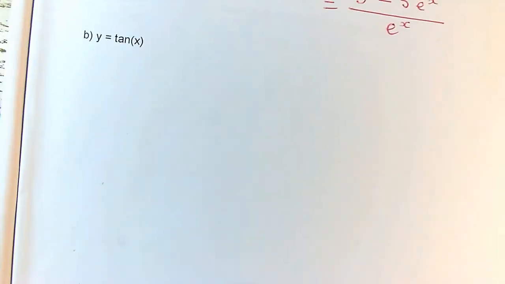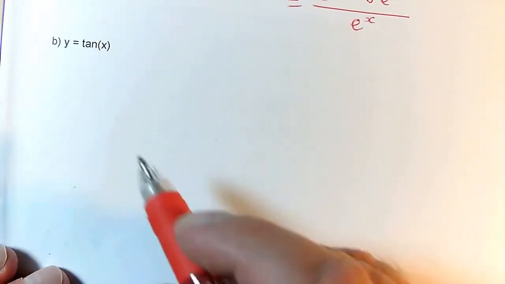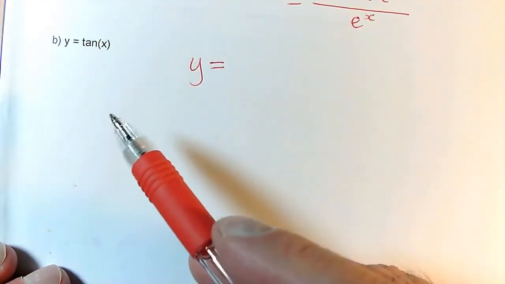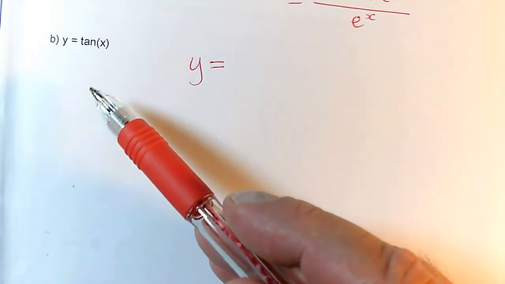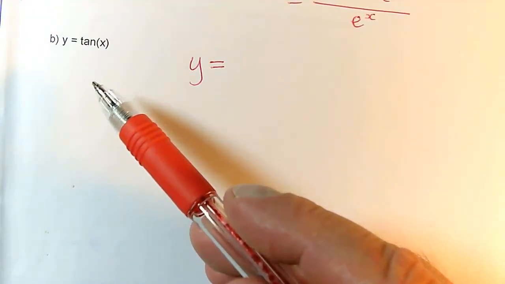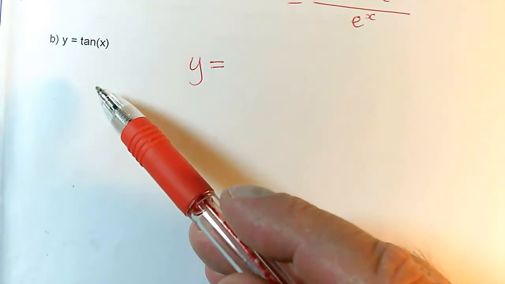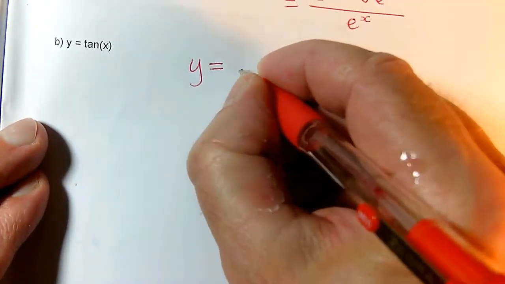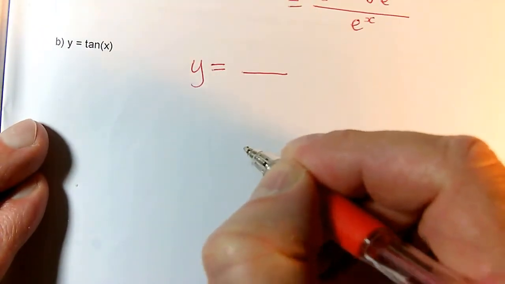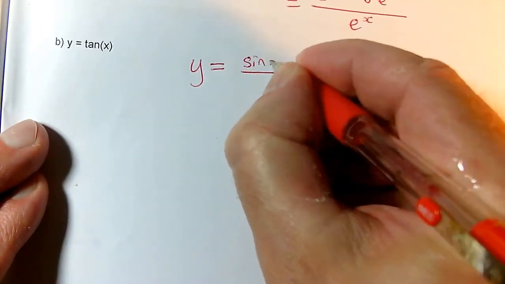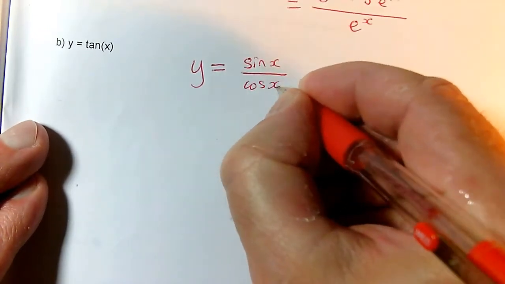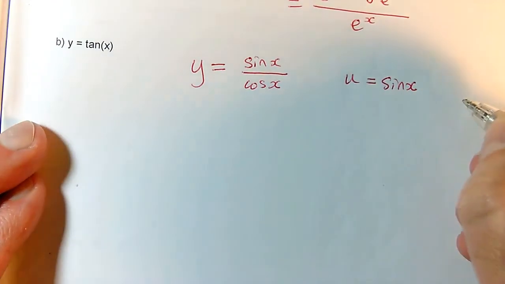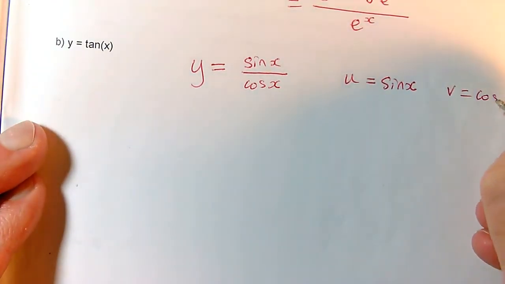Okay, now the next one doesn't look like a quotient at all. Okay, we've got y equals tan x. What we've got to do to differentiate this, differentiating tan x, by the way, you can look up in the formula book, but you can also be asked to prove what's in the formula book by thinking about what tan x is. And the hint is we're using the quotient rule, so it's going to be a fraction. So you should remember that tan x is sine x over cos x. So that gives me the hint that I need to take u is sine x, the top of the fraction, and v is cos x.